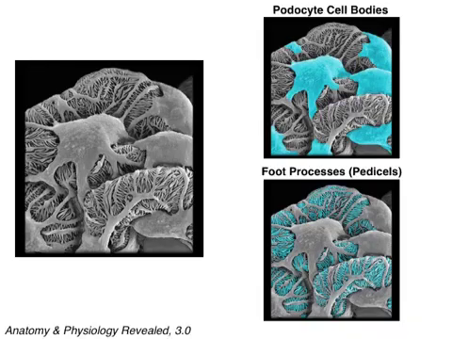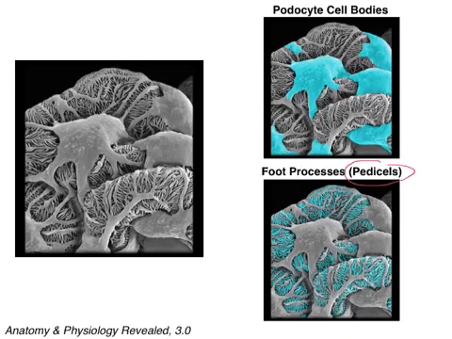This is another view of that filtration membrane. This is an actual scanning electron micrograph of the glomerular capillaries. The capillaries are underneath here, and you can see the podocytes sitting wrapped around the capillaries. The podocyte cell body with its cytoplasmic extensions, and the foot processes coming off of those cytoplasmic extensions, and then the filtration slits in between the foot processes. Foot processes are also sometimes called pedicels.